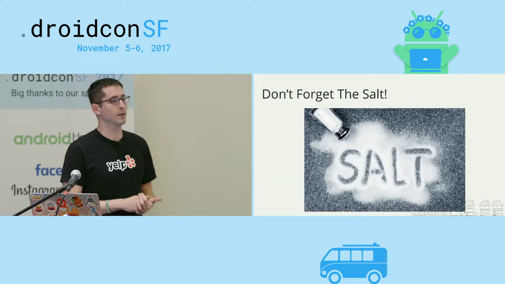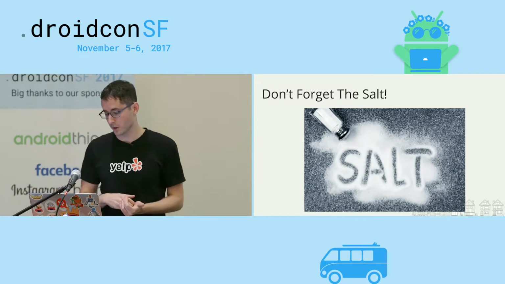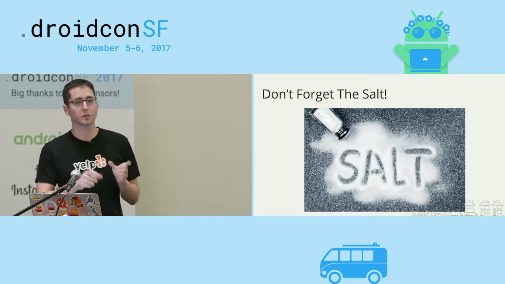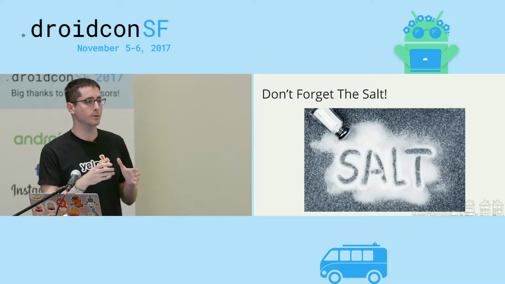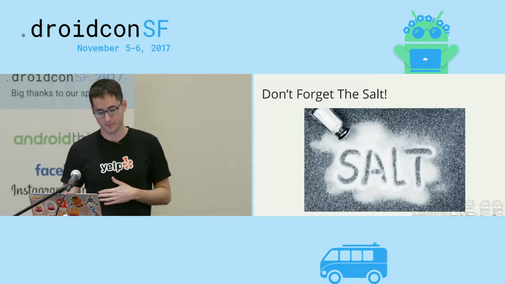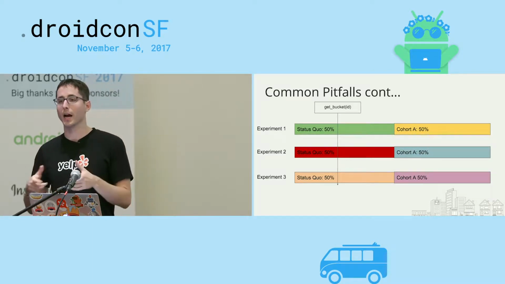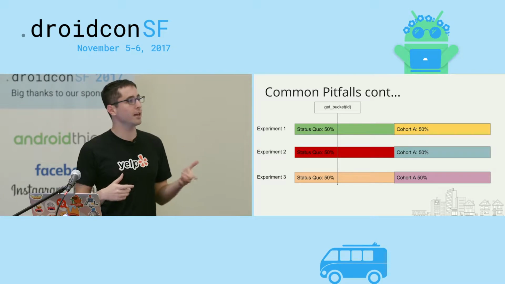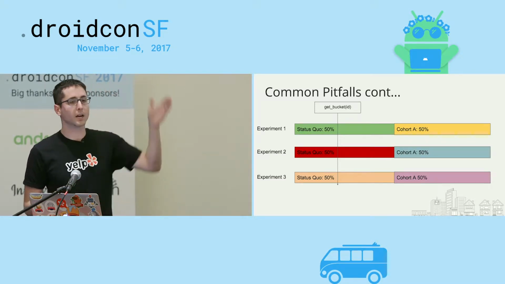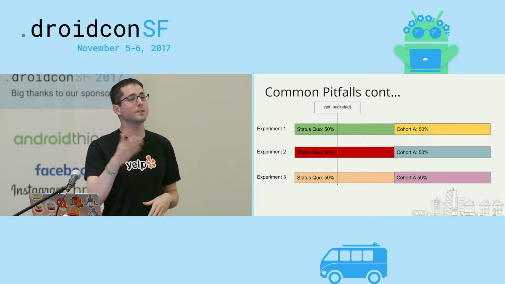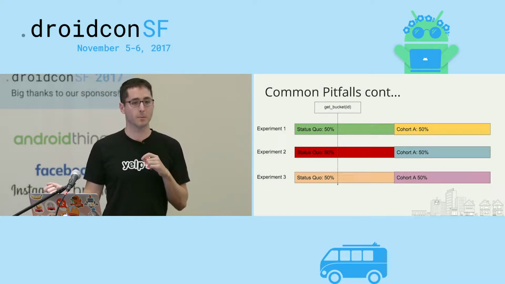The other big thing to remember here is don't forget the salt. For those of you who are familiar with hashing functions, or who aren't, a salt is a little additional piece of data that you give to your hashing function in order to make sure that your data stays randomly distributed. This is important because if you're not salting your hashing function when you allocate your users into cohorts, what will happen is a user, say their value is 23 for their identifier, is going to end up in the status quo cohort for every single experiment. And now the experiments are not independent from each other.